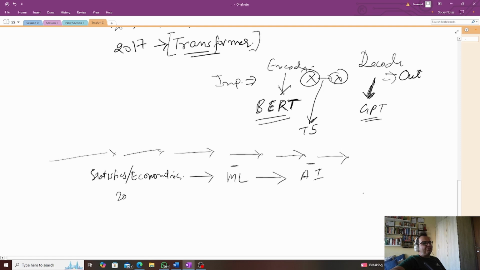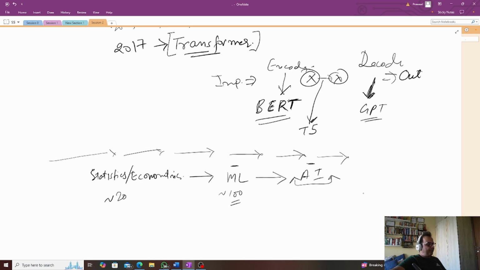When we're talking about statistics, your input features are in the range of say 20. When we got into machine learning, we got into say 50, 60, but still 100 features, and the size of the model was also not very large. But as we navigate into AI, things have become very complex. The models have become very large.